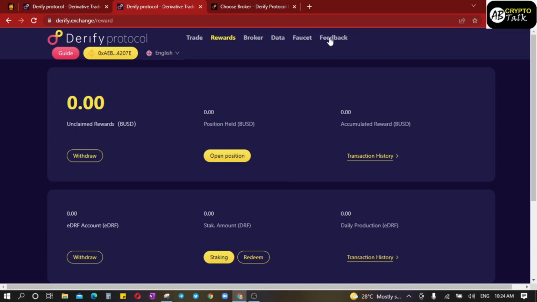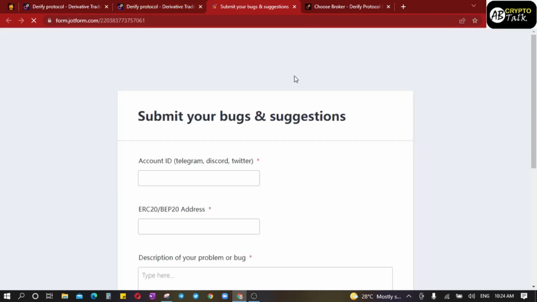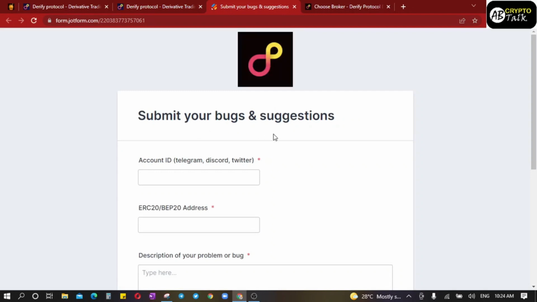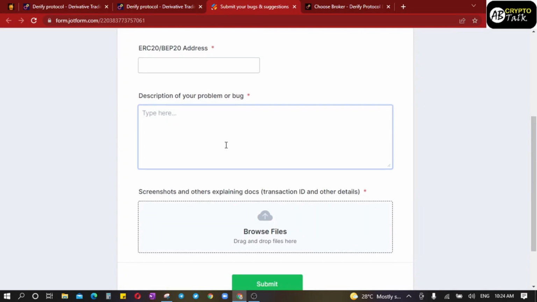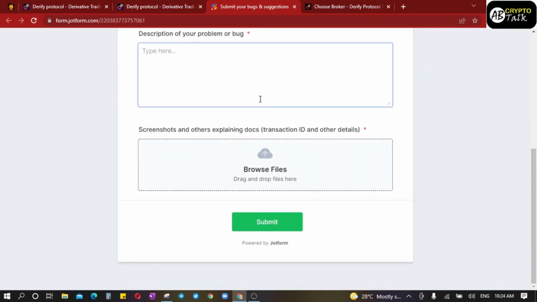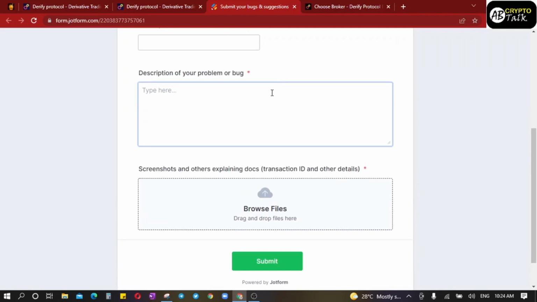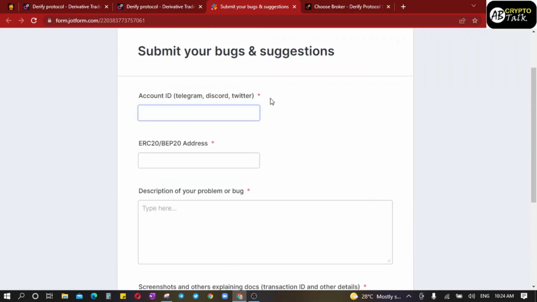All right, so I think this is the feedback form. Now you have to submit a bug or suggestion, account ID, and description. I don't know, I will fill this form, but I didn't see any bug, but I will try to fill this form and see.